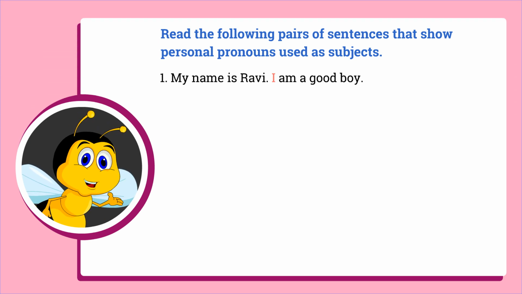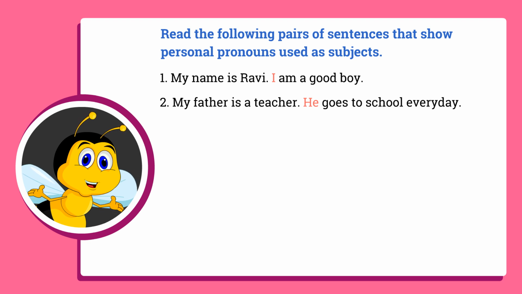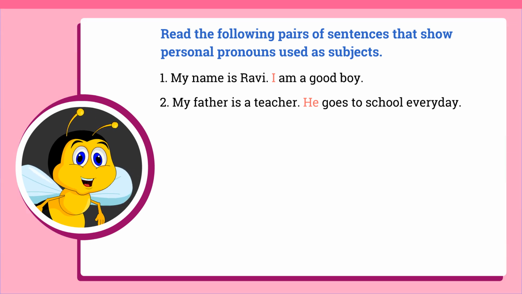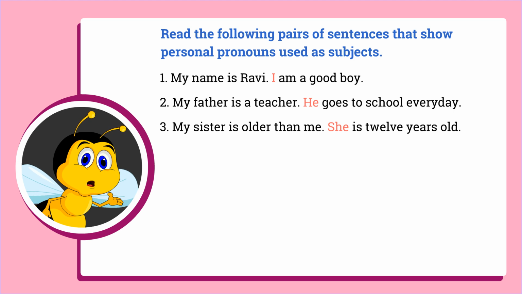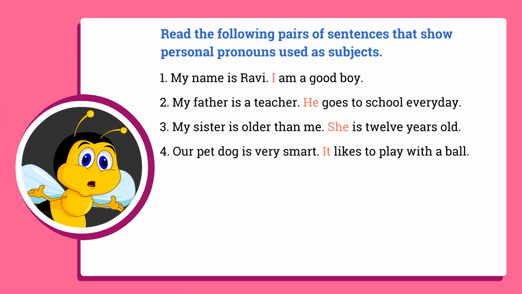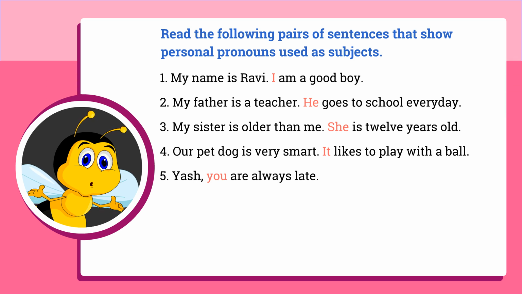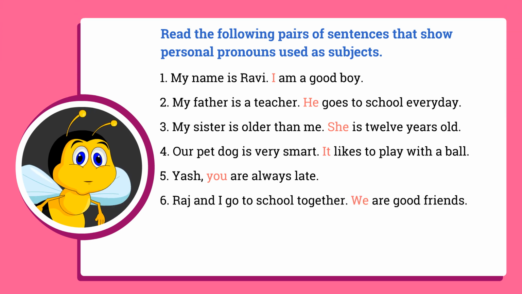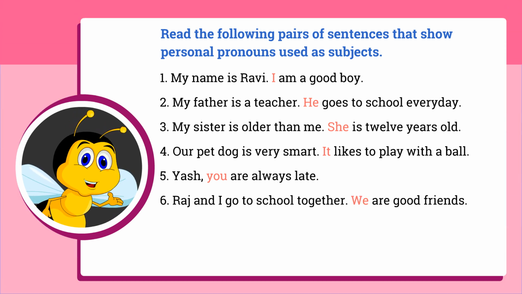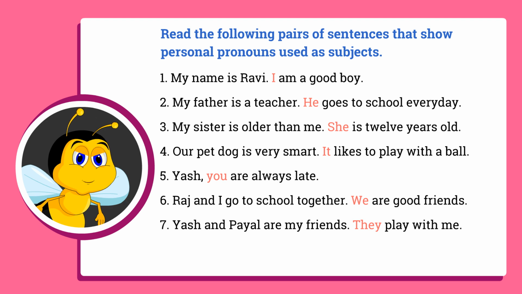My name is Ravi. I am a good boy. My father is a teacher. He goes to school every day. My sister is older than me. She is 12 years old. Our pet dog is very smart. It likes to play with a ball. Yash, you are always late. Raj and I go to school together. We are good friends. Yash and Payal are my friends. They play with me.